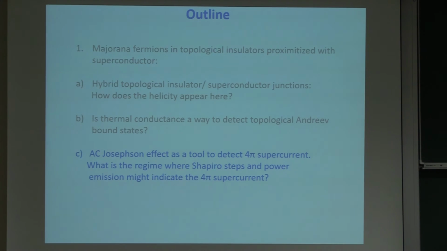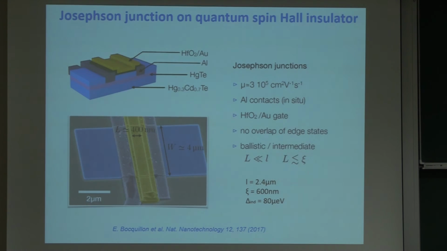And the last part, which I guess I can go through quite briefly, is the AC Josephson effect. This is also what we did with Gloria Platero, who is in the audience. Again, you saw this yesterday. This is really a Josephson junction based on a quantum spin Hall insulator and on mercury telluride. And what we were really interested in was understanding why in some regimes you see 4π periodicity in this material and in some regimes you do not see it. Okay?